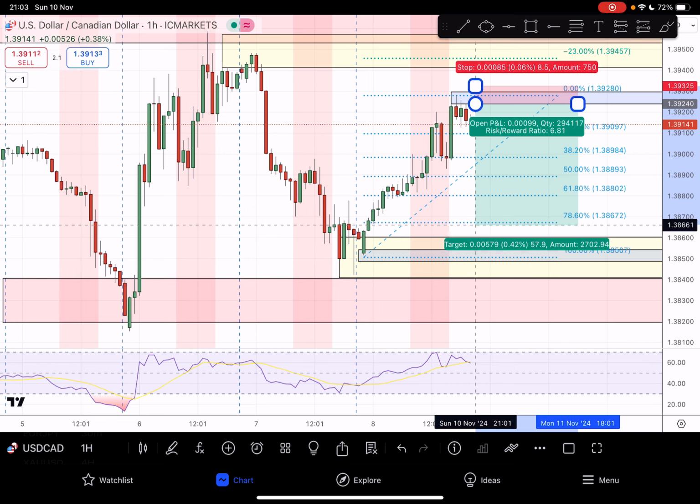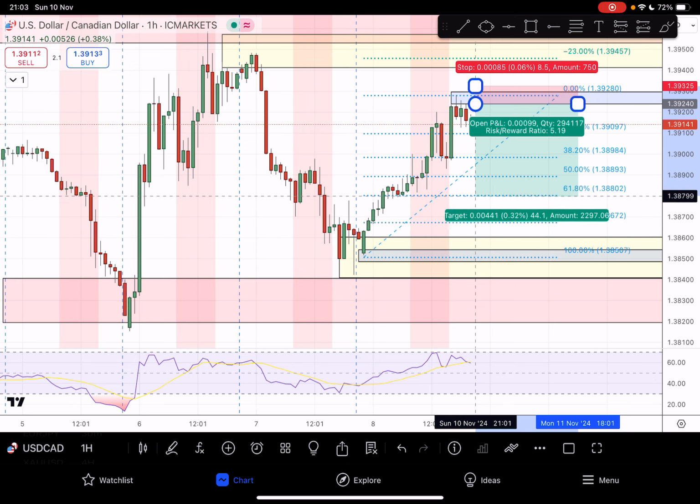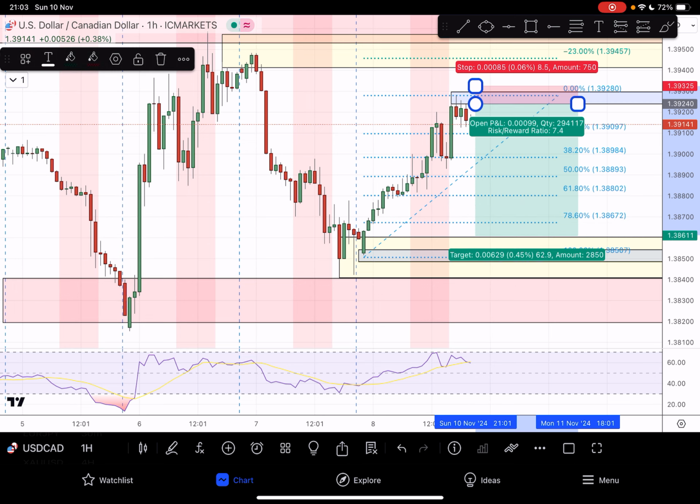Realistically, it might not go there. It might go somewhere here, H4 zone, or it might go here. But even if it goes to the H4 level, I'm risking 8 pips, £85 to win £630. That's a risk to reward ratio of 7.4.